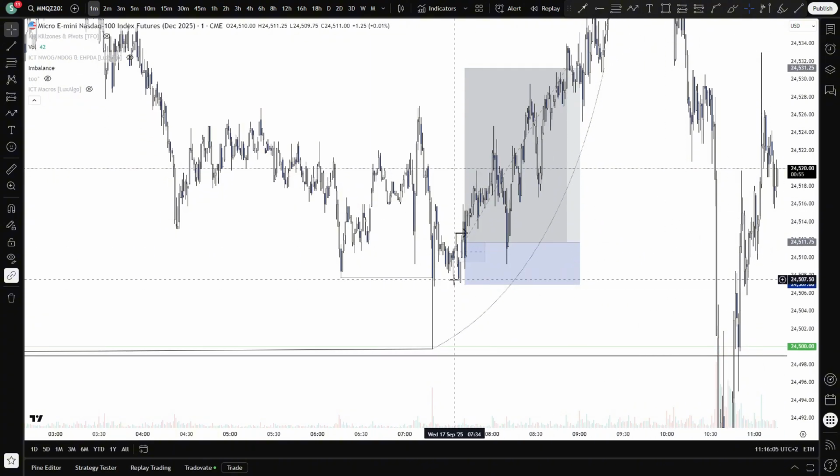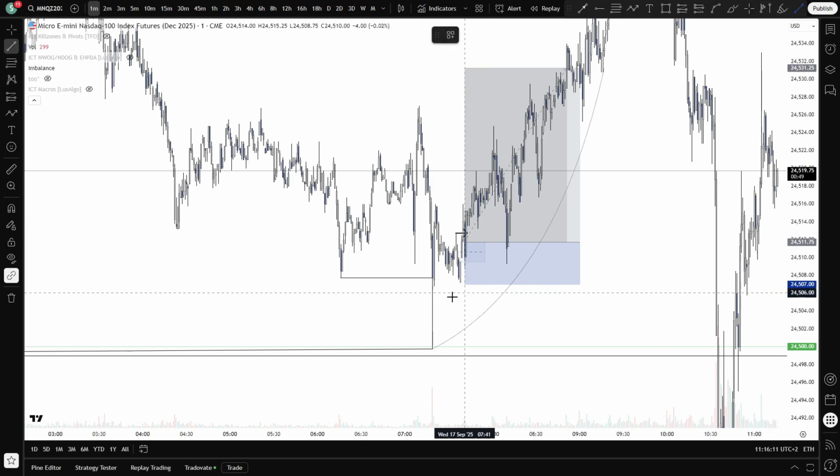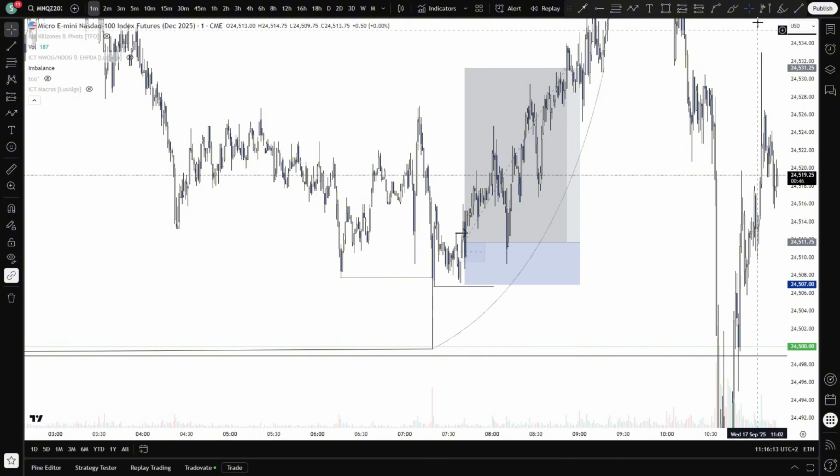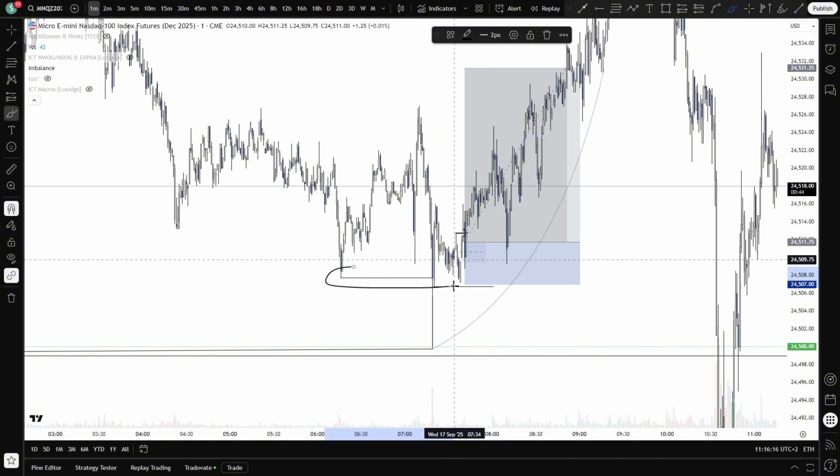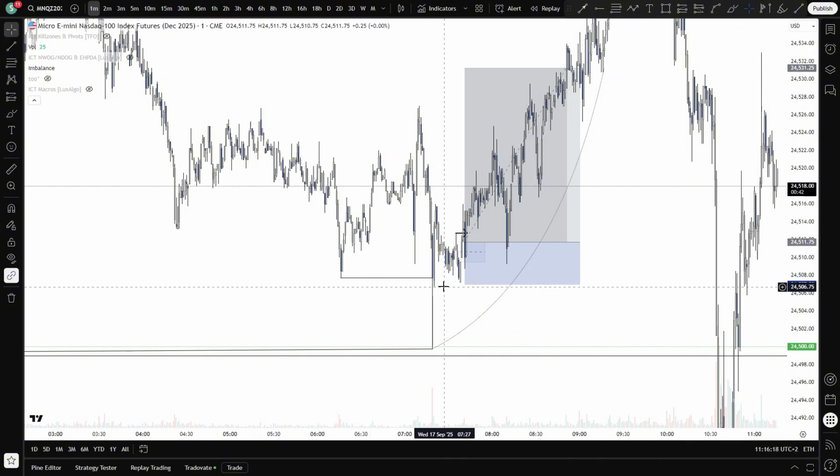Normally I don't like to put my stop loss below a body candle without a wick, but in this case, because you have this low right here and you had this old liquidity low to the left, I would put my stop loss below it.